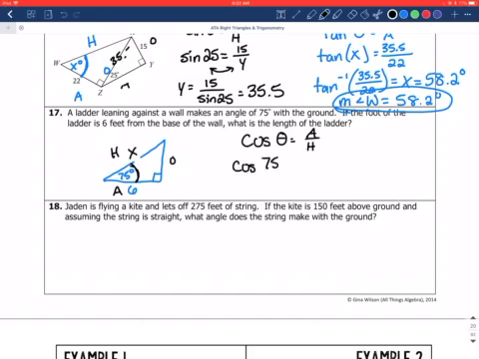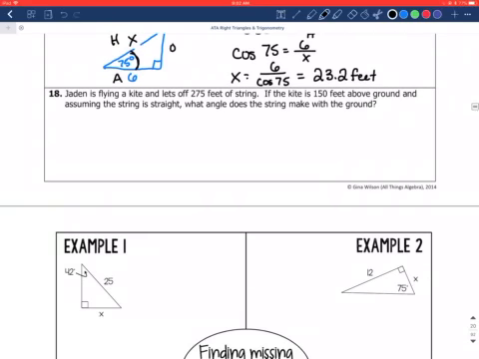So the cosine of 75 degrees will equal adjacent 6 over hypotenuse x. That's what we're trying to figure out. That is the trick where we switch them. And that should give you 23.2 feet. And make sure you do use feet because it said 6 feet from the base of the wall. That's the unit that we're using.